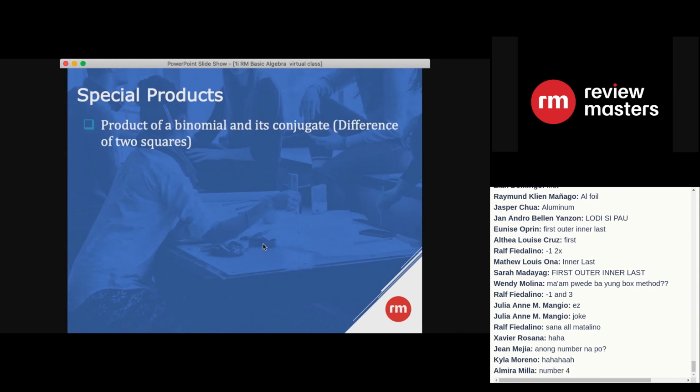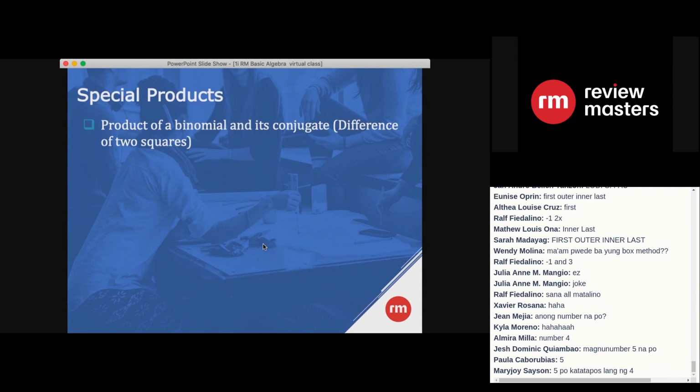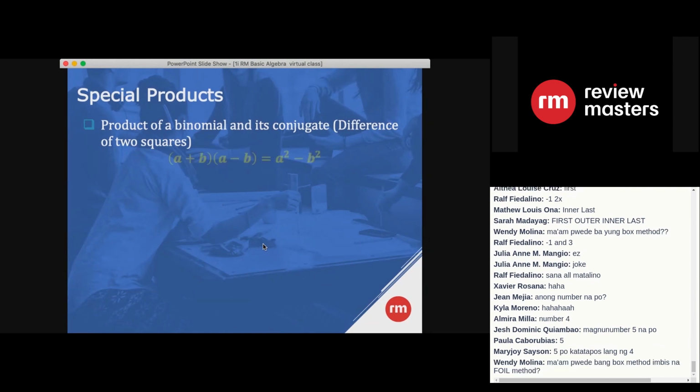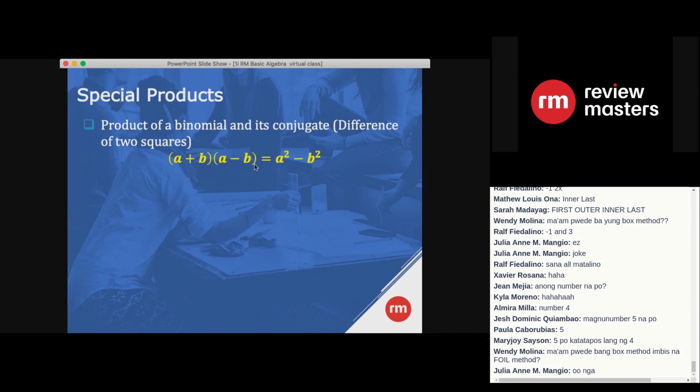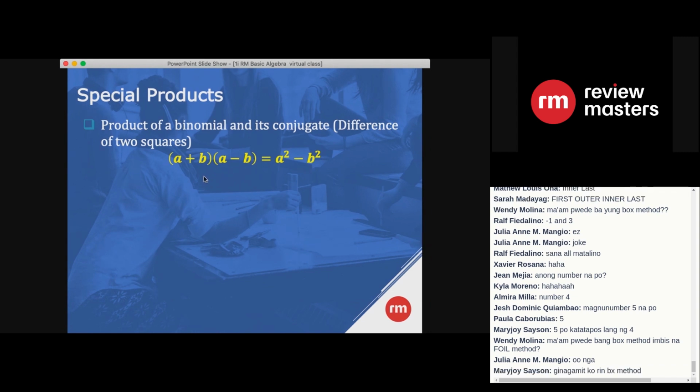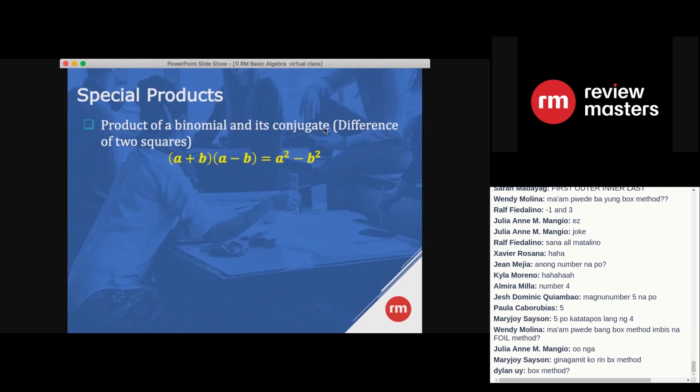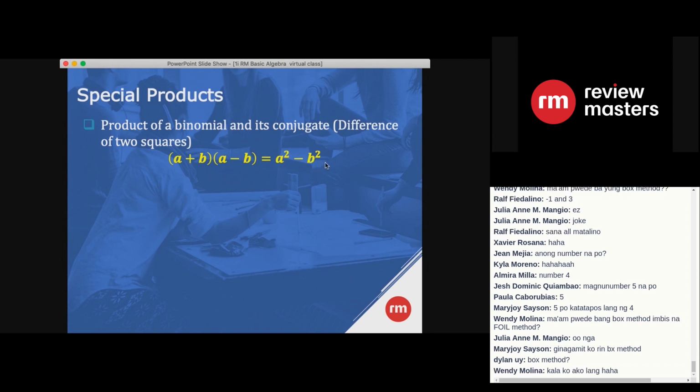Okay, special products. I hope you still remember the special products. Product of a binomial and its conjugate. Okay, here, A plus B, the conjugate is A minus B. Kung A minus B naman, the conjugate is A plus B. Okay? So A plus B times A minus B, this is the sum and difference of a binomial. The product would be A squared minus B squared. Okay? That is the difference of two squares.